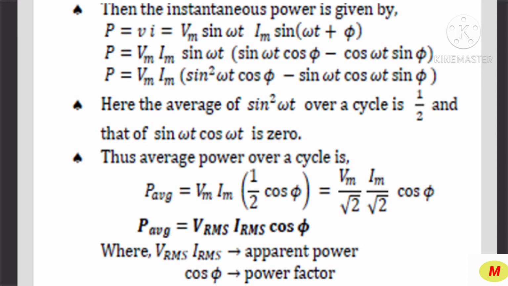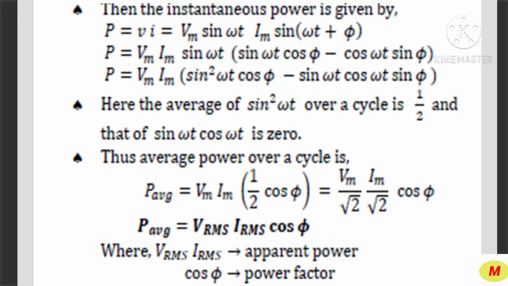So that P is equal to Vm Im sin omega t into (sin omega t cos phi minus cos omega t sin phi). How does it come? We know that the relation for sin of (A plus B) is equal to sin A cos B plus cos A sin B, and from that relation only it arises. Hence P is equal to Vm Im into (sin squared omega t cos phi minus sin omega t cos omega t into sin phi). Here the average of sin squared omega t over a cycle is half, and that of sin omega t cos omega t is 0.